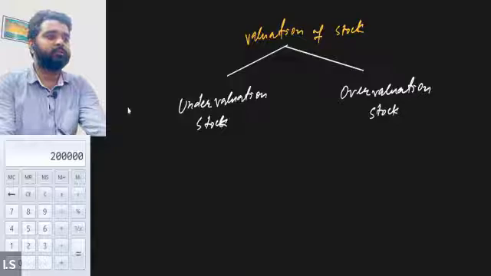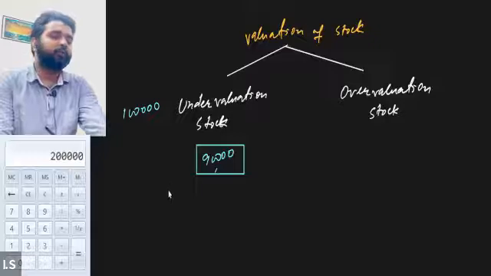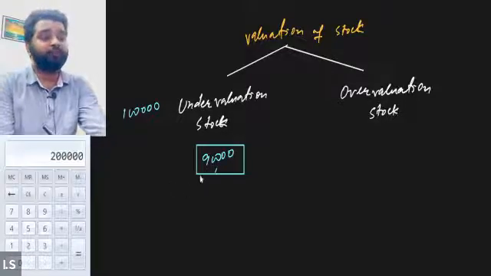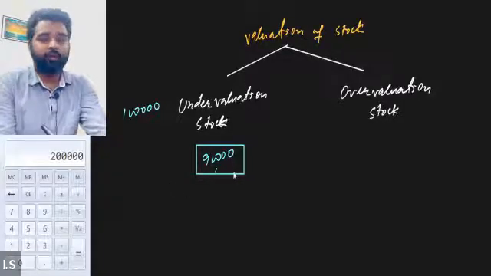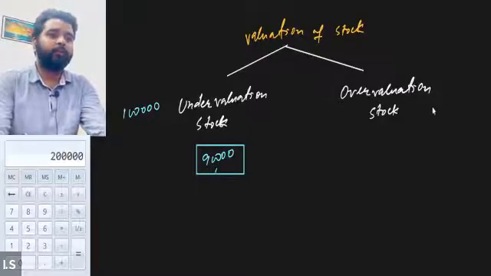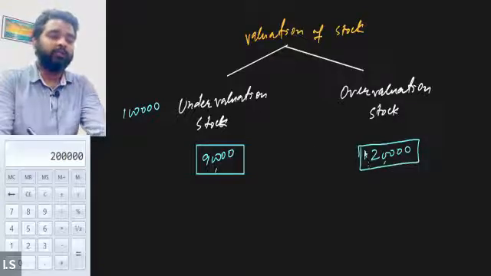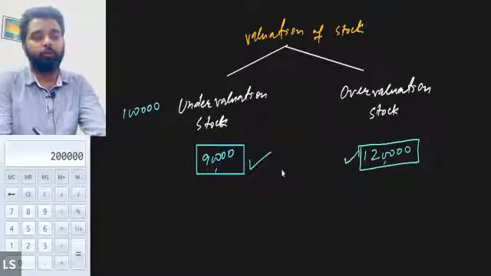Undervaluation of the stock basically means, let's suppose the closing stock should be 1 lakh, but by chance we just wrote it as 90,000. This is called undervaluation of the stock. Instead of writing the full value of the stock as 1 lakh, we just recorded it as 90,000. So this is called undervaluation. And sometimes instead of writing 1 lakh, we overvalue the stock as 1,20,000. Let's suppose there are two situations. This is called the undervaluation of the stock, and this is called the overvaluation of the stock.